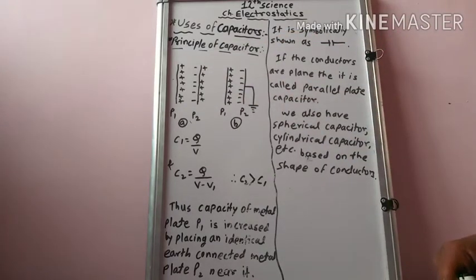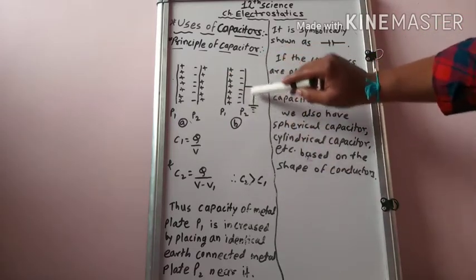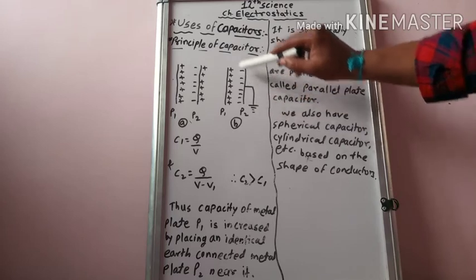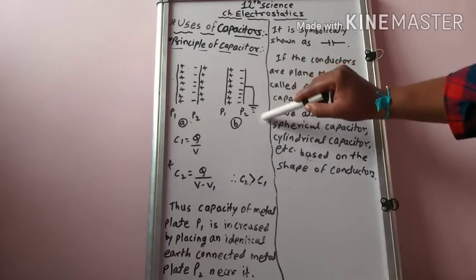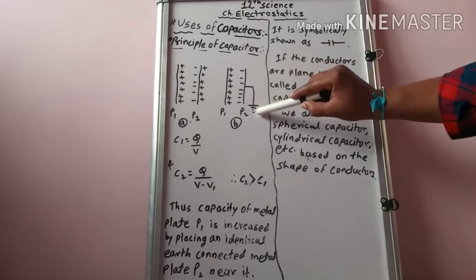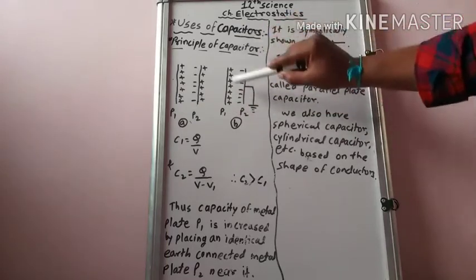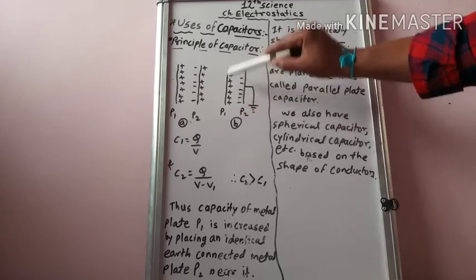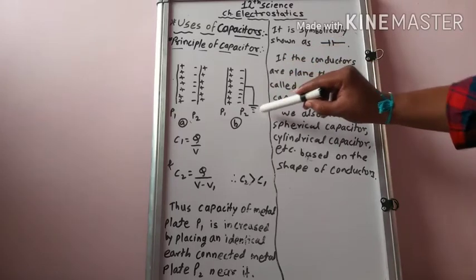Then what happens? Suppose in figure B, the other face of plate P2 is connected to earth. Due to this connection to earth, all the induced positive charges are free to move to the earth. What happens then? The capacity of P1 increases, because the potential of plate P1 is lowered by the connection of the other face of P2 to the earth.